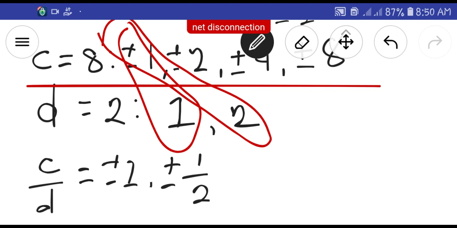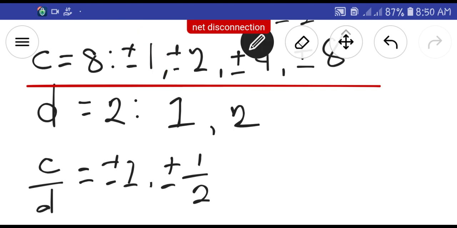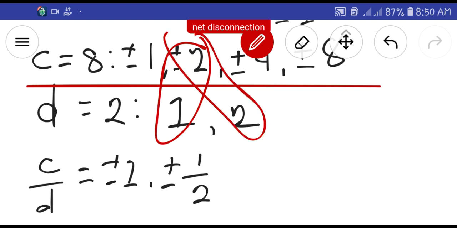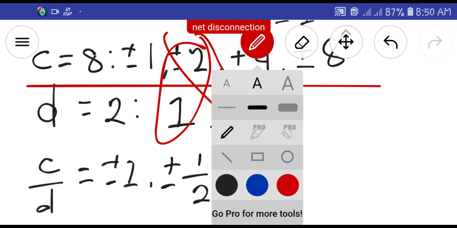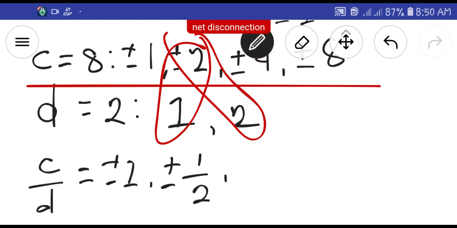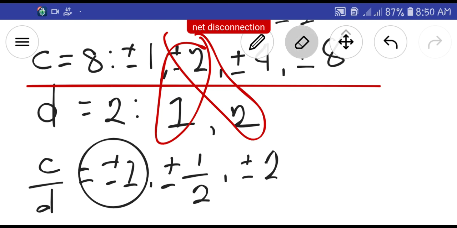Next, we can divide 2 by 1, and 2 by 2. But don't forget the positive and negative of your C. So we can have positive and negative 2, and supposedly we can have 1, but we already have 1 here, so there's no need to repeat the quotient.